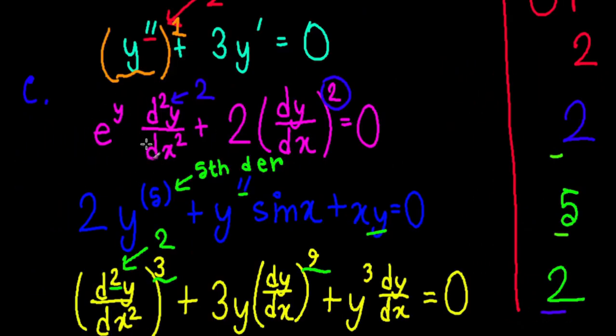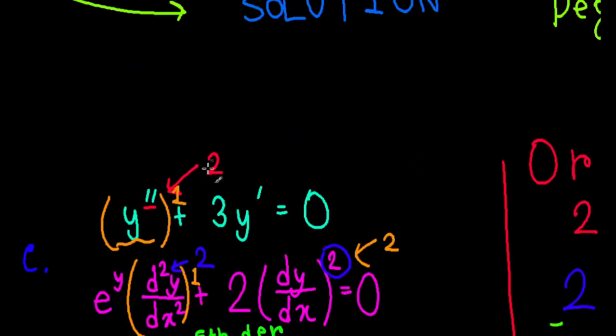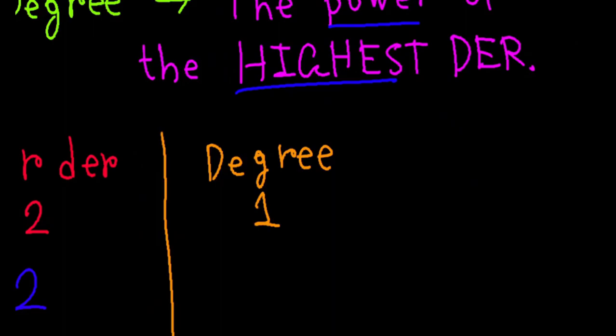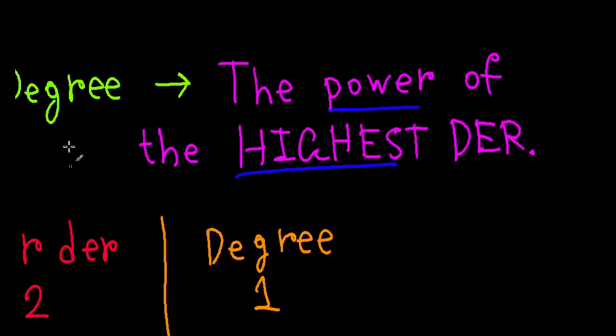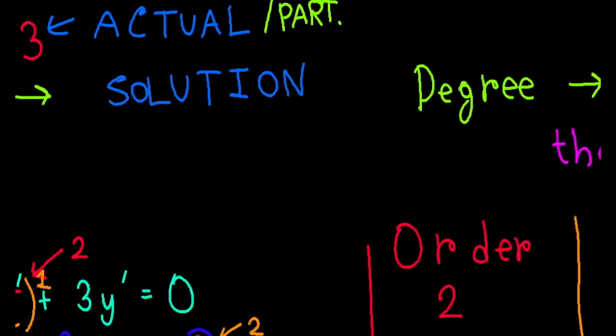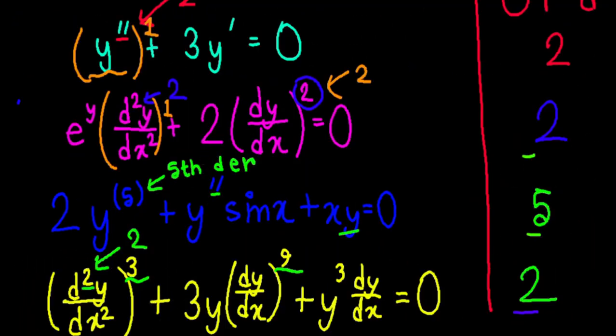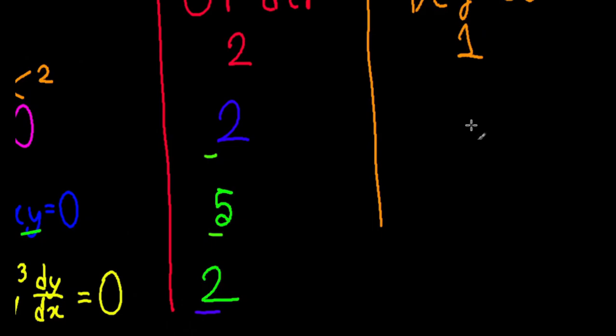Next one. Here, your highest derivative is your second derivative, and again, the power of that is one. I might say, okay, but the derivative of y, dy by dx, has a higher power. It has a power of two, which is definitely more than this. But again, that does not matter. What matters is, first you choose your highest derivative, and then the power of that is just going to be your degree. Even if other derivatives have a higher power, they don't count. So my degree here is again one.